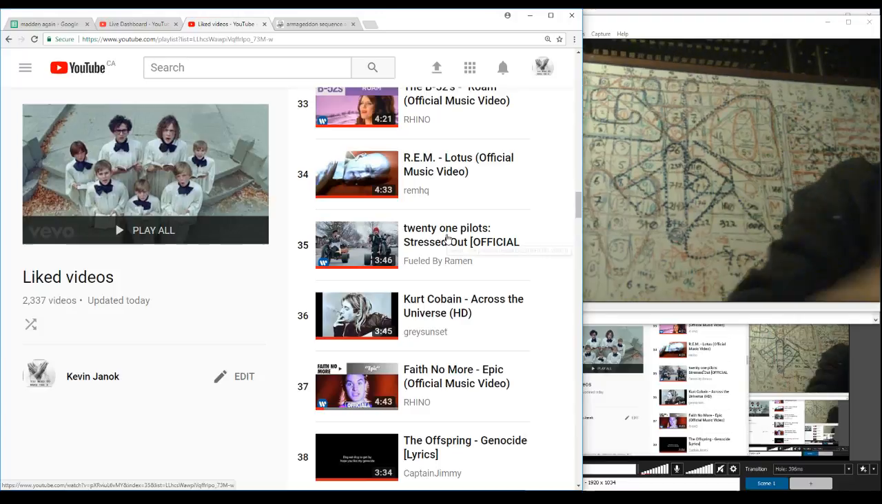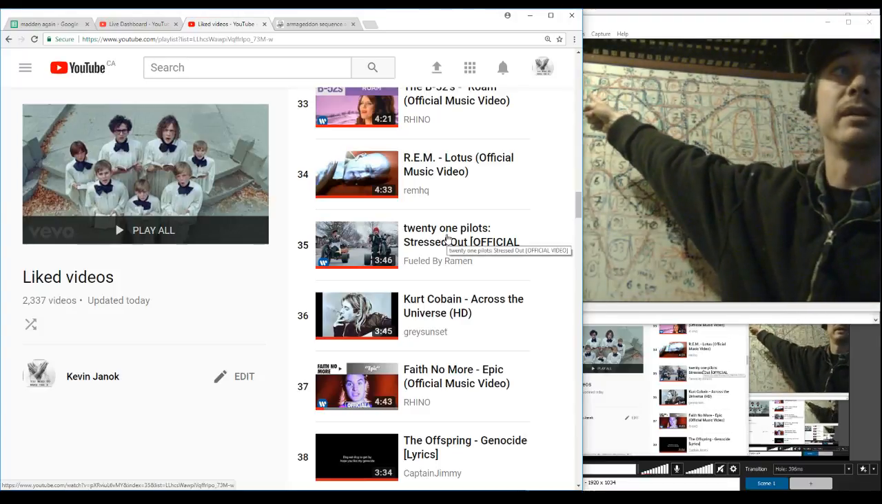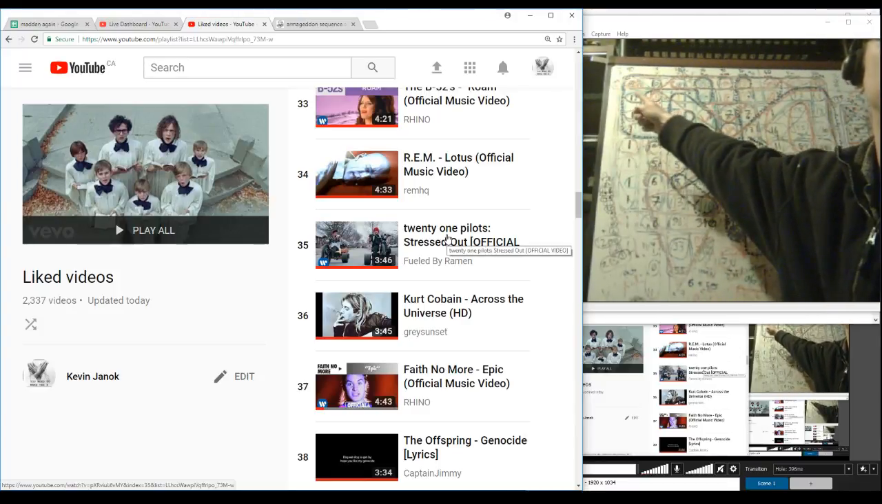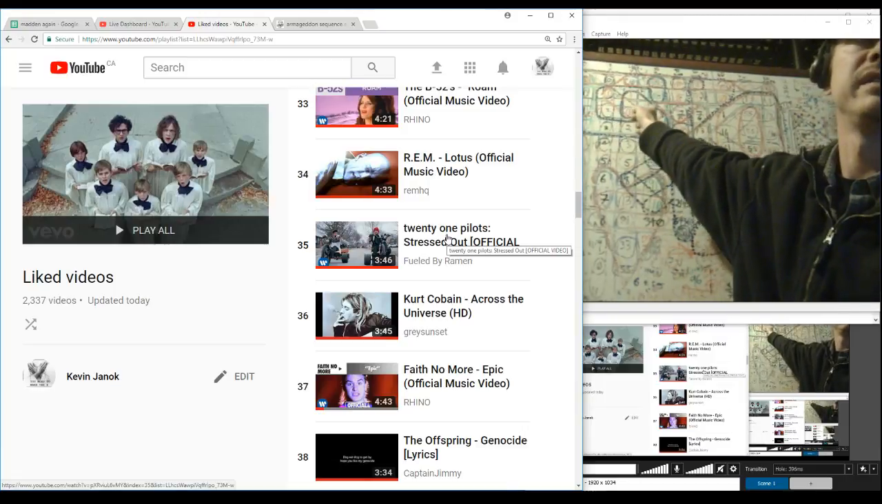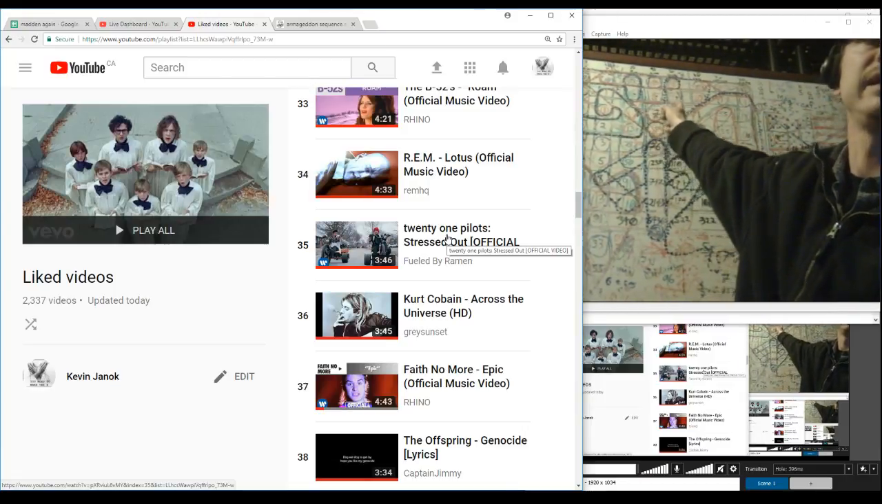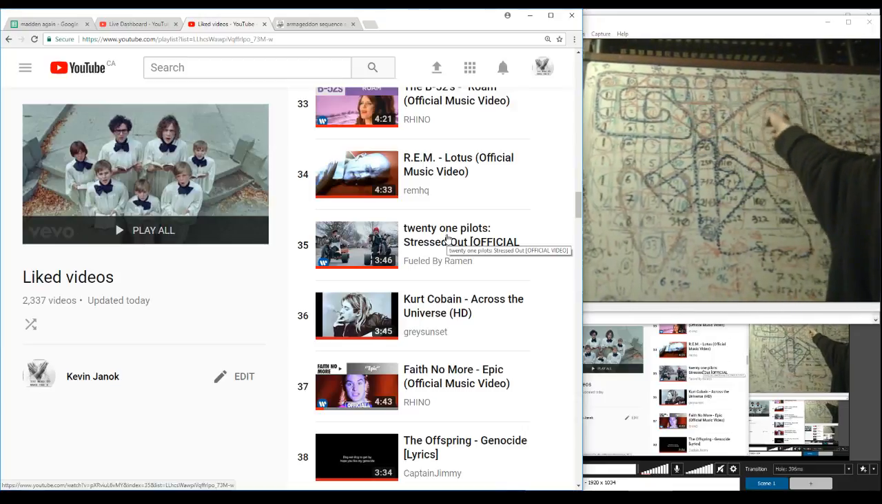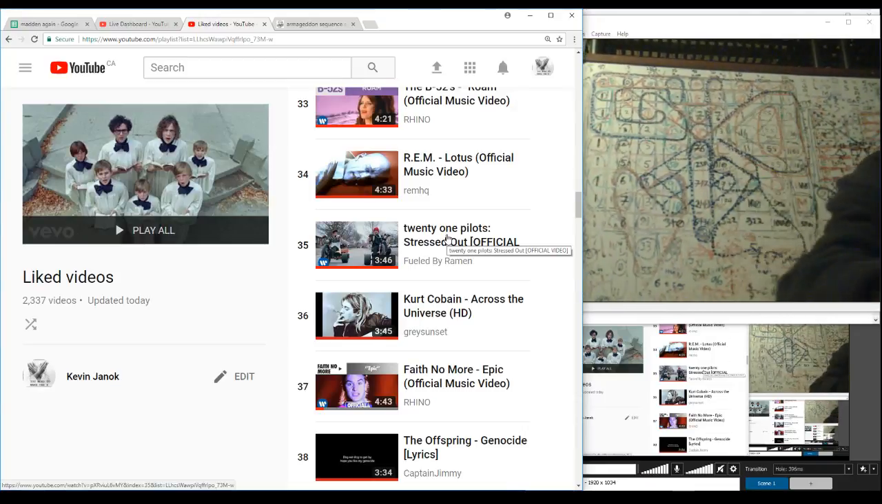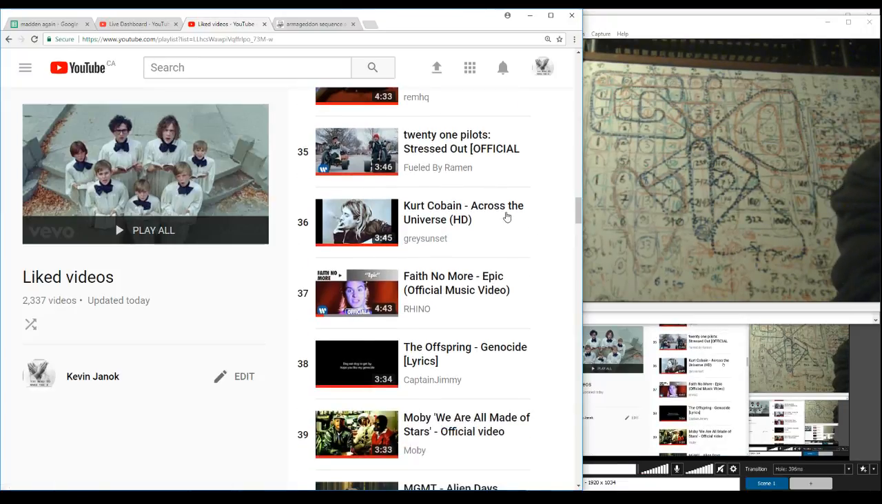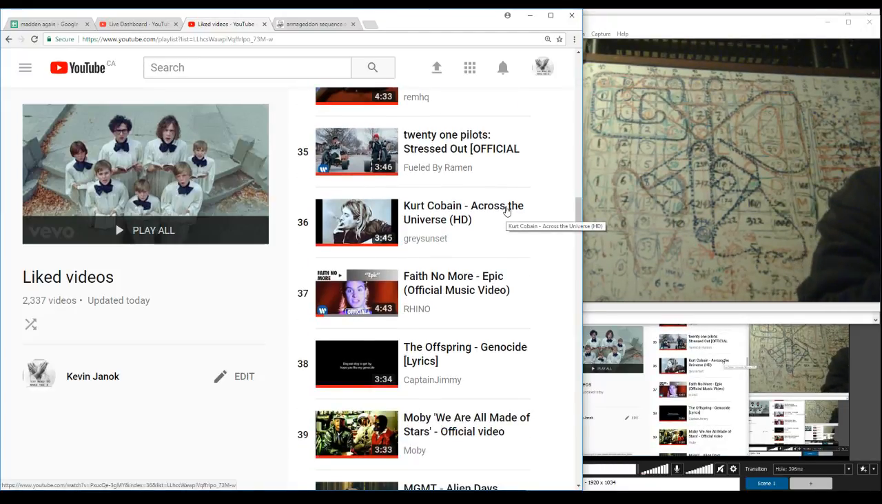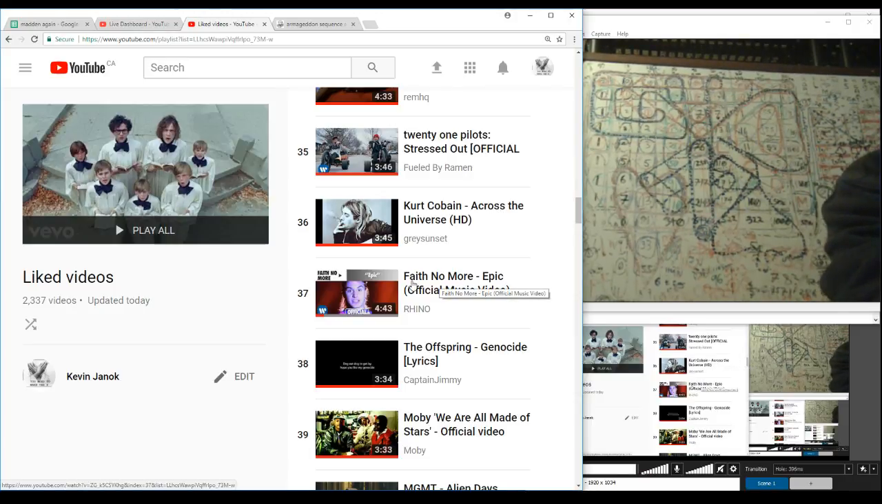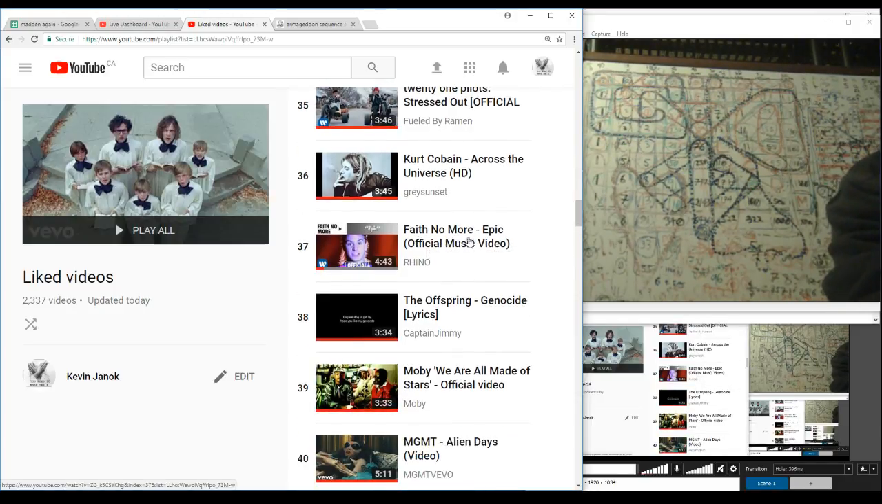Okay, 21 Pilots. What do you think 21 is? 21 is going from here, which is like 1, 2, 3, 7, 12, 18, 19, 20, 21. 21 Pilots is the non-zero row of Armageddon. Yeah, Stressed Out. Hey, Across the Universe, guy. Across the universing. Faith No More. Hopefully you've lost all your faith in religion by now, because it's pretty epic.